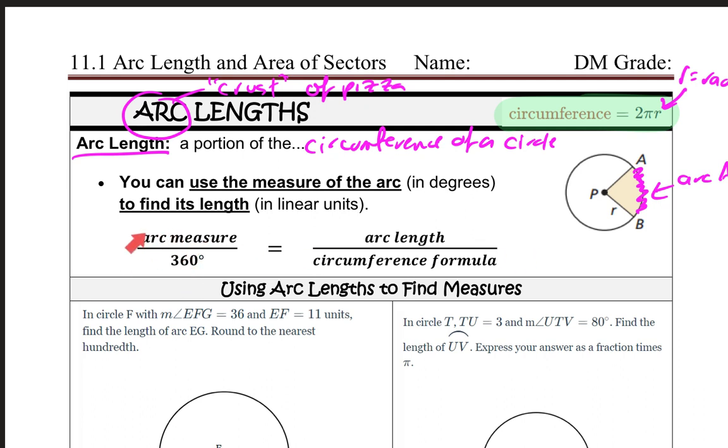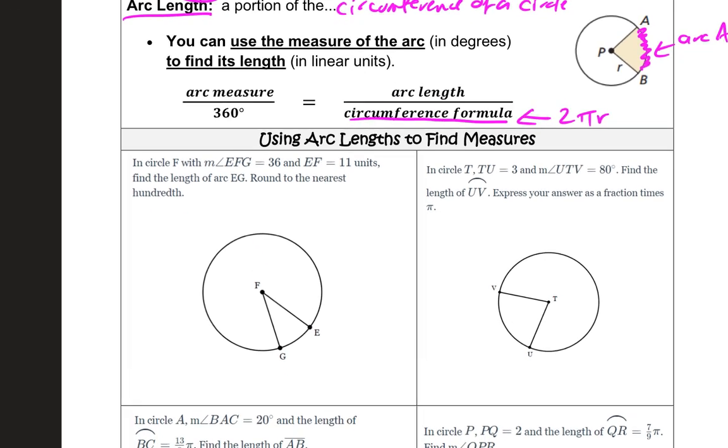We're going to use our knowledge of the arc measure, and this is the formula. The arc measure over 360 degrees is equal to the proportion of the arc length over the circumference formula. Instead of that circumference formula, we're going to use 2 pi r. Whatever proportion the measure is will be the same proportion as the length. So let's get into the practice of it now, and as we do it, I'm sure it'll make more sense.